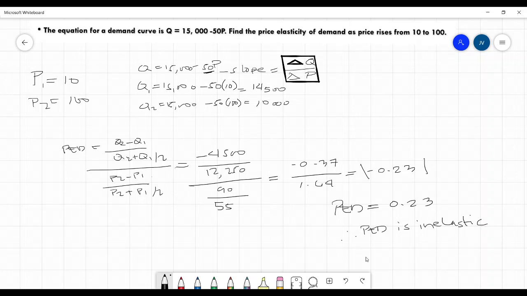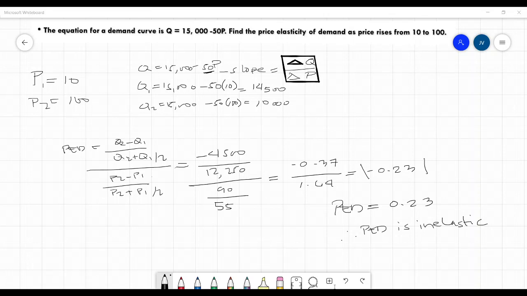So therefore, our PED is inelastic. So how do we interpret this? Okay, so most probably, the quantity demanded for this product is not responsive to the change in price. Okay, question. Klaro no? Clear? Okay, dali lang man. So, that's all for price elasticity of demand.